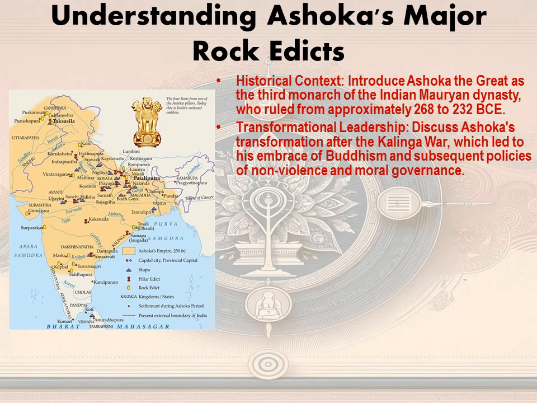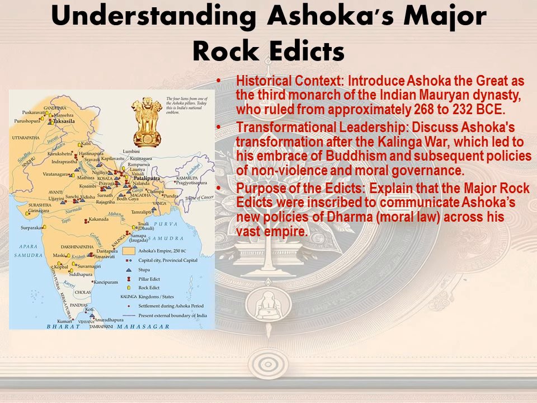Emperor Ashok. Discuss Ashok's transformation after the Kaling War, which led to his embrace of Buddhism and subsequent policies of nonviolence and moral governance. So, after the Kaling War, which was fought in the province of Kaling, currently the state of Odisha, Ashok changed his policy of conquest through wars and made it a conquest through Dhamma, which means conquest through the path of righteousness and moral ethics. Thus, Ashok becomes a ruler who was a warrior to a ruler who was a propagator of peace.